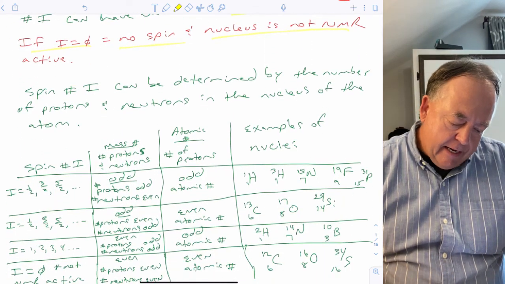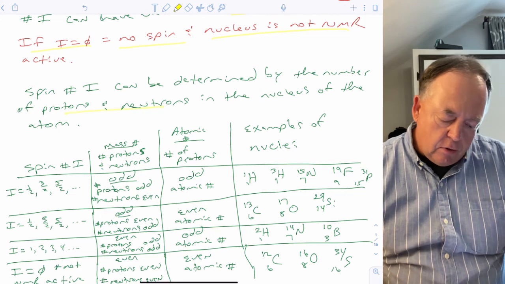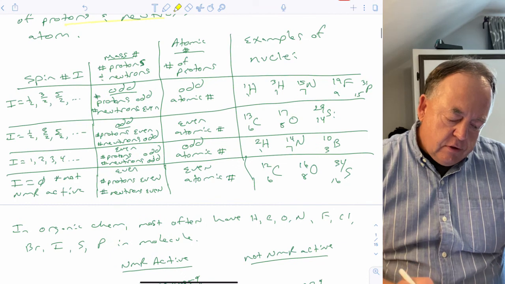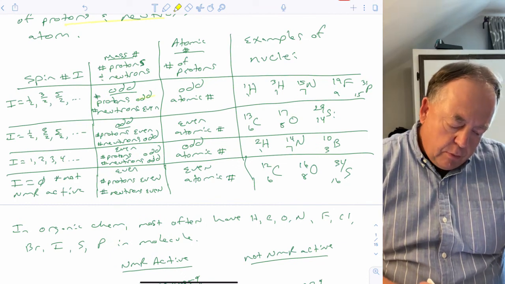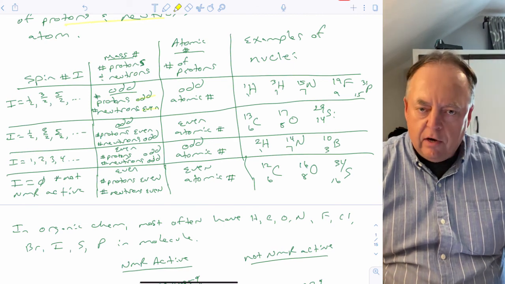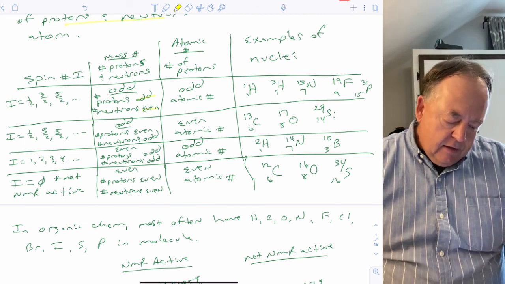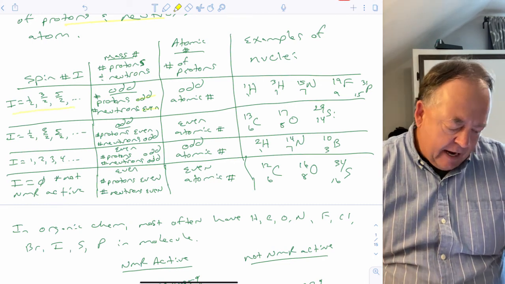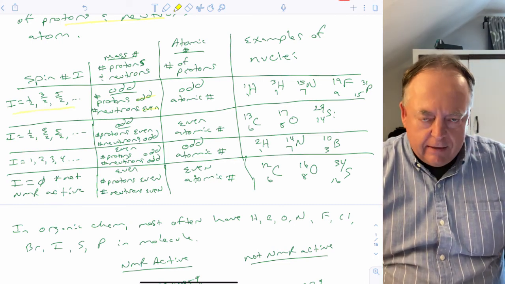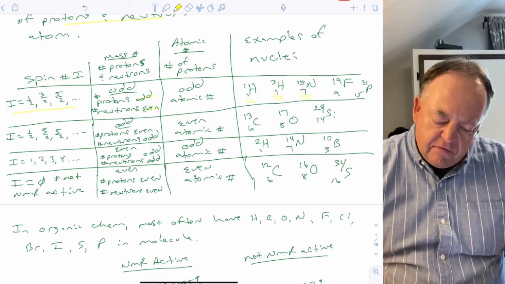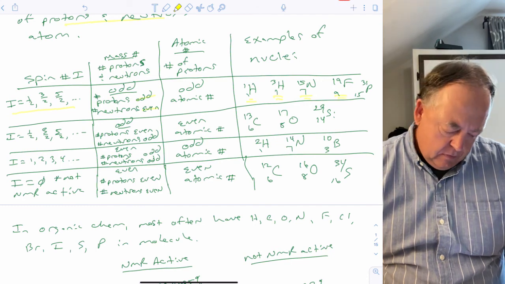So the spin number I can be determined by the number of protons and neutrons in the nucleus of the atom. So there's 4 scenarios, right? You can have an odd number of protons and an even number of neutrons, in which case you would have an odd mass number. Those nuclei will have I values of 1/2, 3/2, 5/2, and so forth. Examples would be H1, tritium, nitrogen 15, fluorine 19.